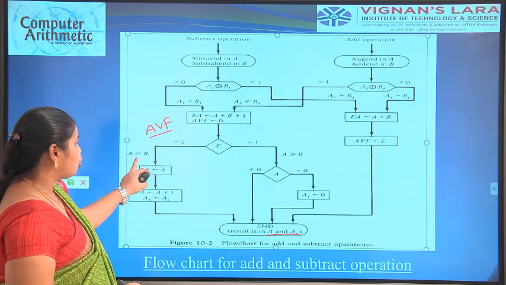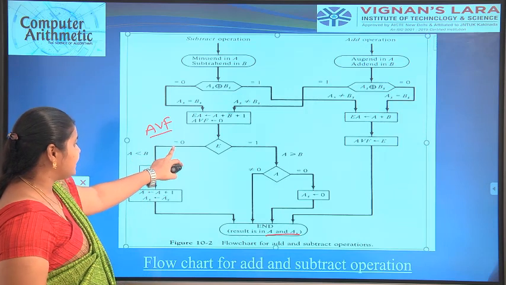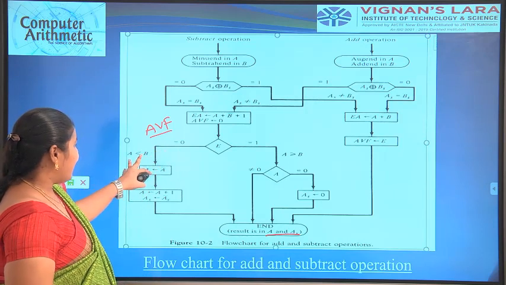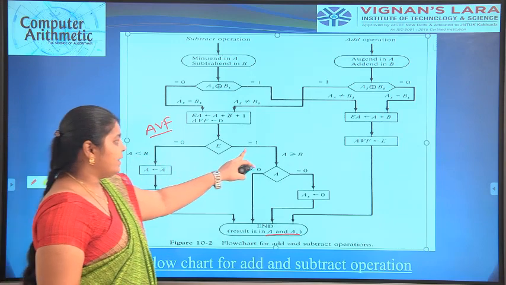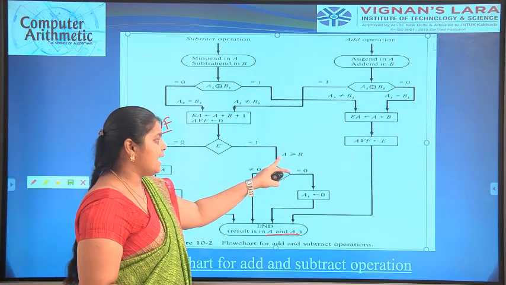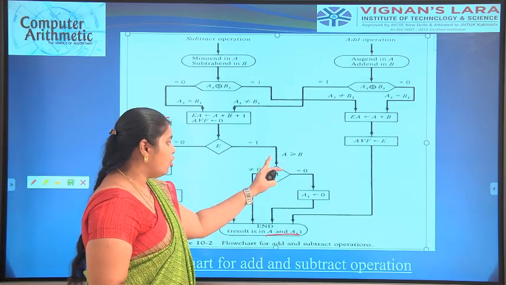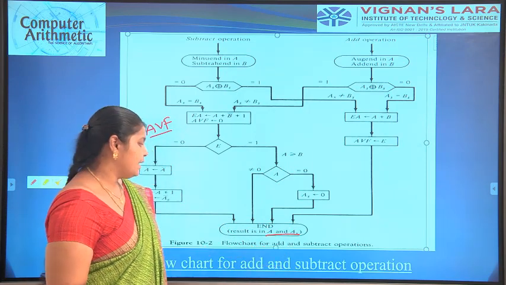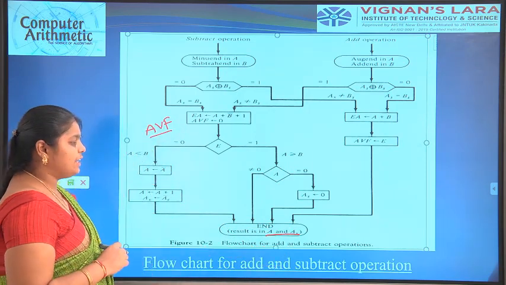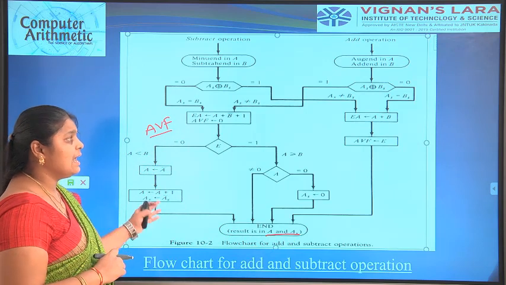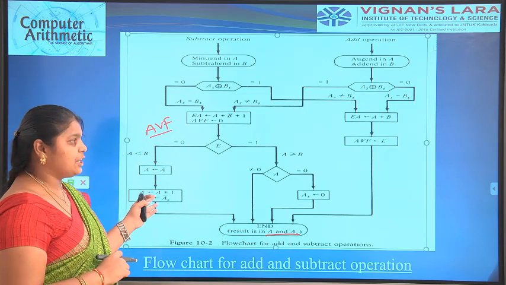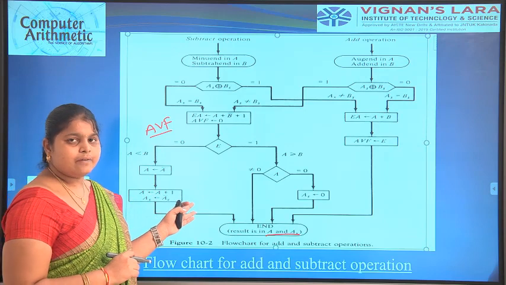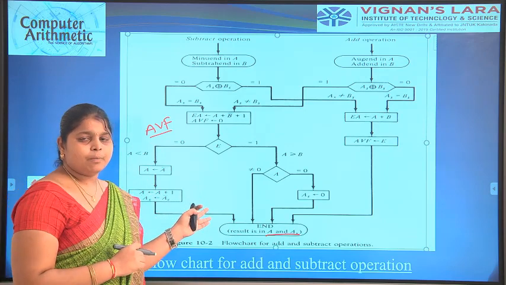Here we have two conditions. If it indicates 0, A is less than B. If it indicates non-zero, it means A is greater than or equal to B. The whole resultant will be stored in the A and AS registers. This is the flow chart of the addition and subtraction operation, a diagrammatic representation and step-by-step procedure.